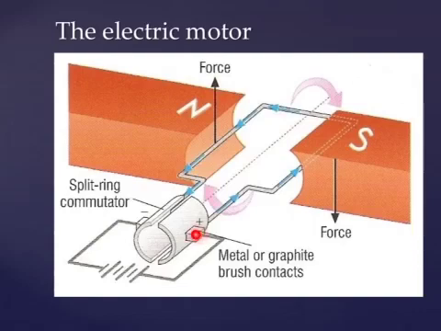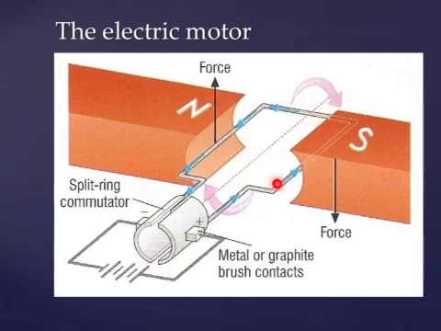including this brush contact and that brush contact. All that is fixed. And these two halves of a ring are called the split ring commutator. That's attached to this coil, which is made to rotate.